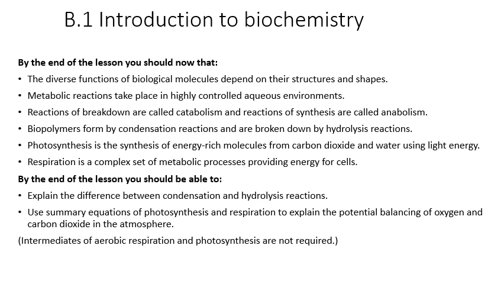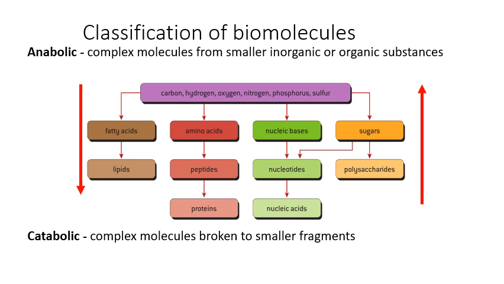So by the end of this lesson, you should have an idea around the diverse functions of biological molecules and systems, what metabolic reactions are, reactions involving catabolism and synthesis called anabolism, what biopolymers are, photosynthesis definitions, respiration definitions, and also be able to explain the difference between condensation and hydrolysis reactions. And finally, use summary equations of photosynthesis and respiration to explain the potential balancing of oxygen and carbon dioxide in the atmosphere. So the first question is, what is biochemistry?